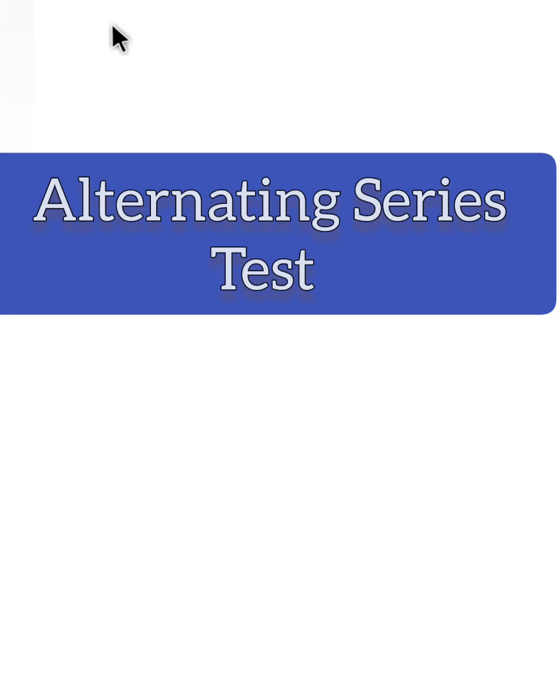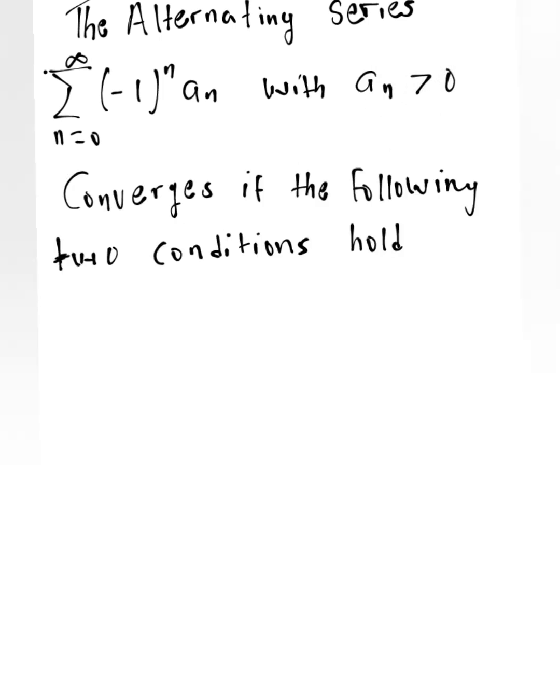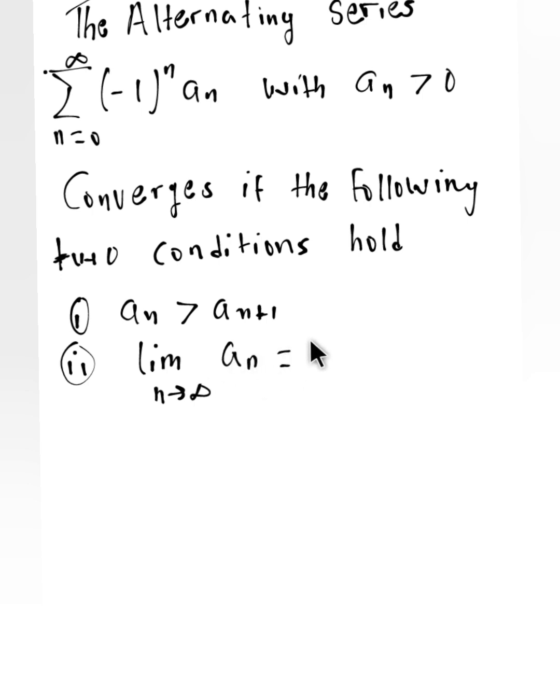Alternating series. The alternating series, the summation from n equals 0 to infinity of minus 1 raised to power n of an, with an greater than 0, converges if the following two conditions hold. First condition, the nth term must be greater than the (n plus 1)th term. Second condition, the limit as n tends to infinity of the nth term must be 0.